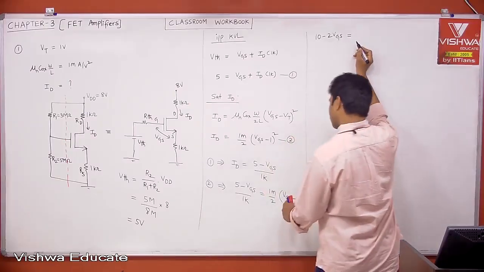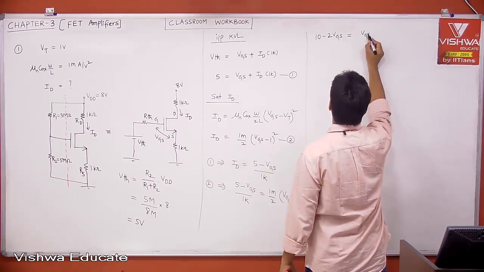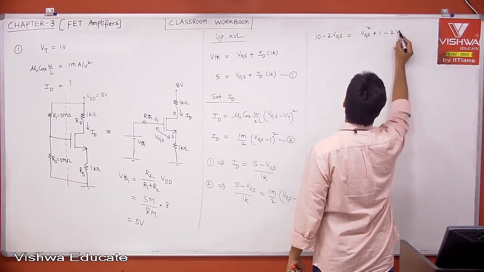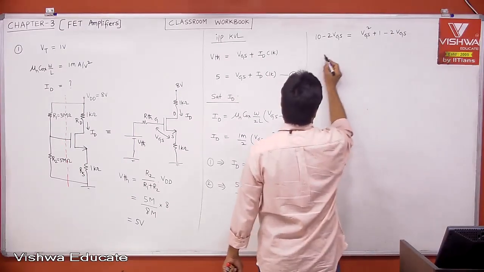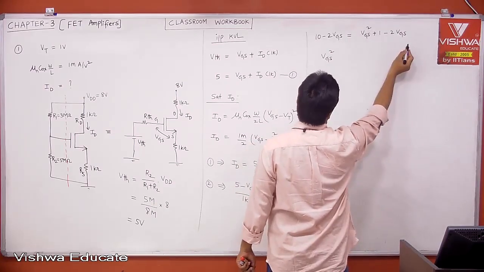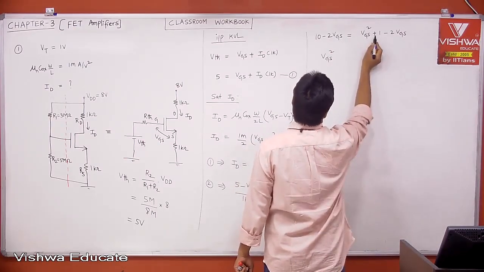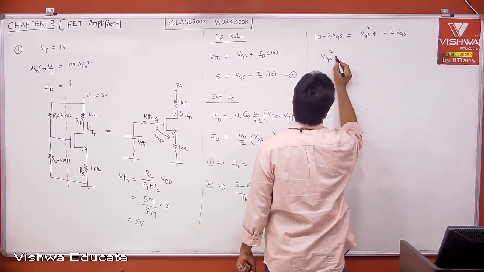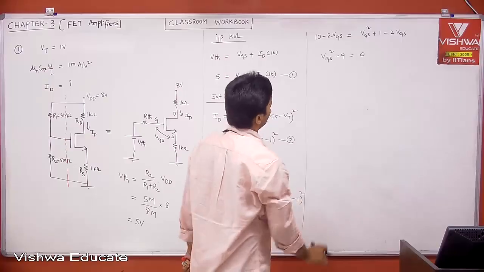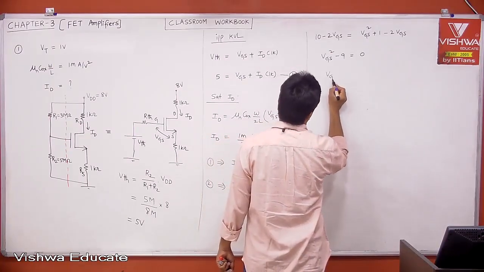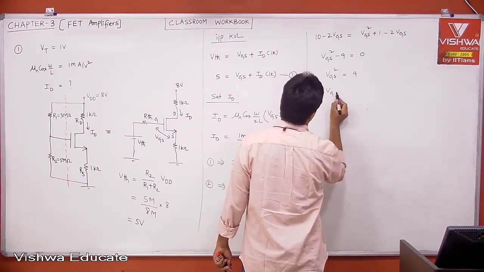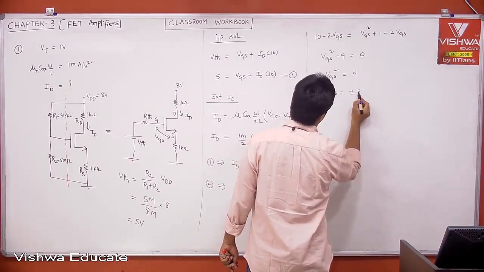is equal to A square, VGS square plus B square 1 minus 2AB minus 2 VGS. Then if you take this, you will get VGS square minus 2 VGS, and then it will become plus 2 VGS, cancelled, then plus 1, then it will become minus 9 is equal to 0. Therefore, what is VGS square? You will get VGS square is equal to 9. Then what is your VGS? VGS is equal to plus or minus 3.